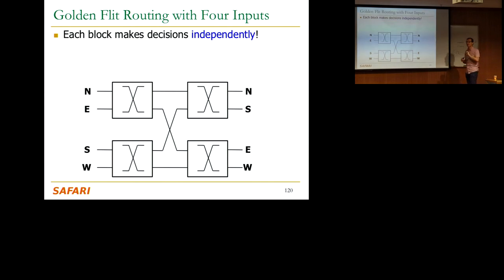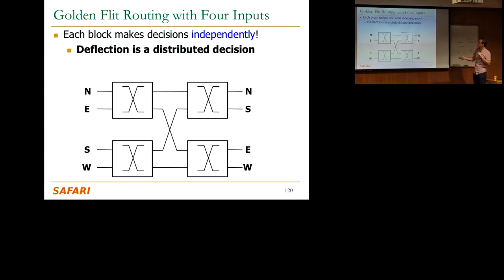There's only one golden flit in the network. Yeah, in the entire network. Later we expand it with golden and silver flits, because if you have two levels of priority, it's better in terms of performance, but it doesn't buy you anything in terms of livelock freedom. Livelock freedom requires only one golden. So each block makes decisions independently over here. Deflection essentially now is a distributed decision.